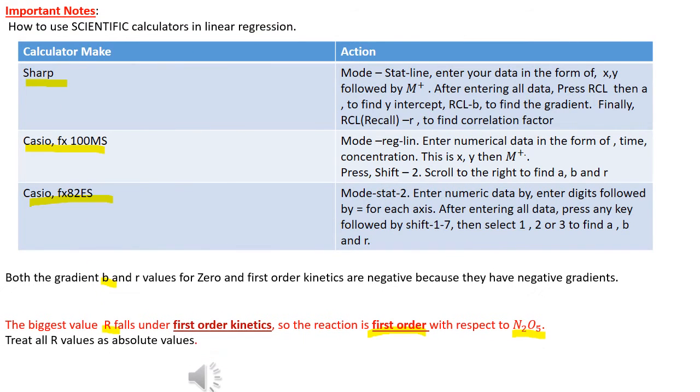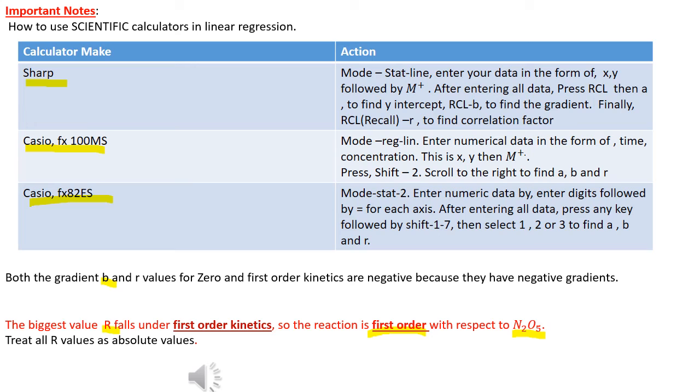How to use scientific calculators in linear regression. All scientific calculators fall under any of the three listed calculators. When you use a calculator, the equation of the straight line is y equals bx plus a, where b is the gradient, y is the concentration, x is the time, and a is the y-intercept.